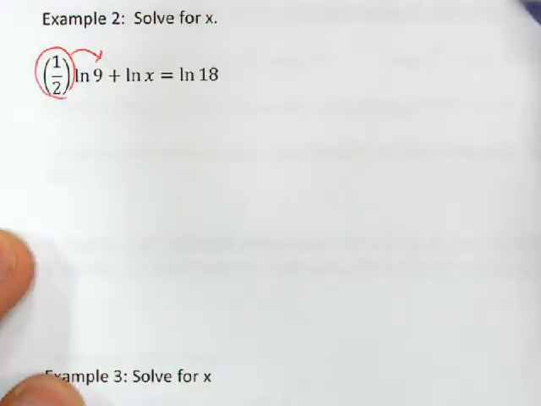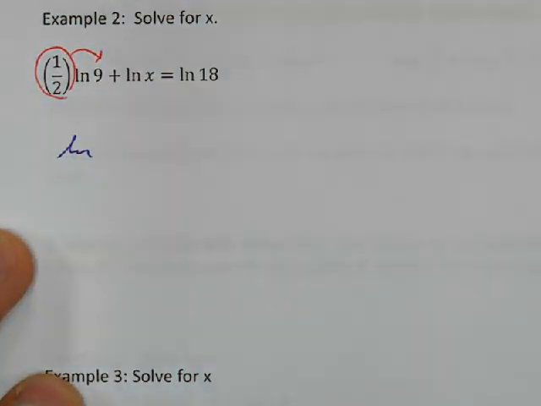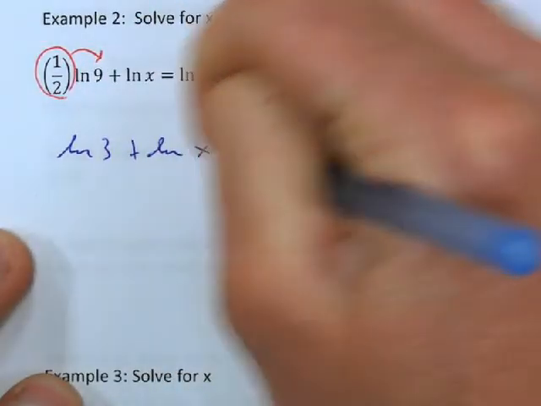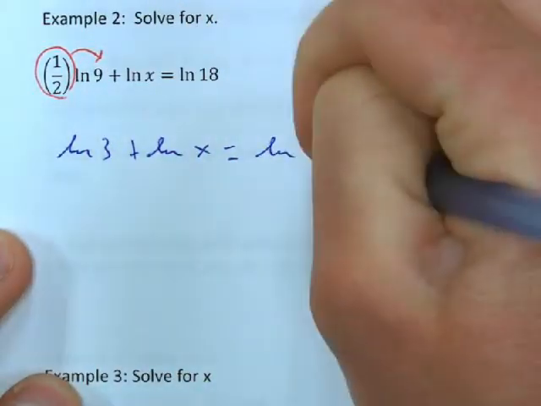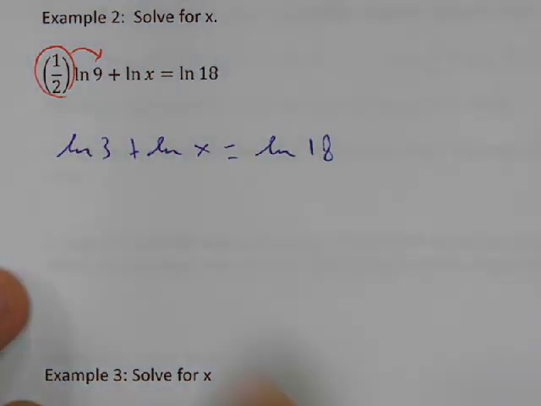So then this would be the natural log of 9 to the 1/2 power. Now let's save a little bit of writing here. What is 9 to the 1/2 power? Well, that's the same as the square root of 9, which is 3. So I get the natural log of 3 plus the natural log of x equals the natural log of 18. Okay? All right. So good. We got rid of that number in front.